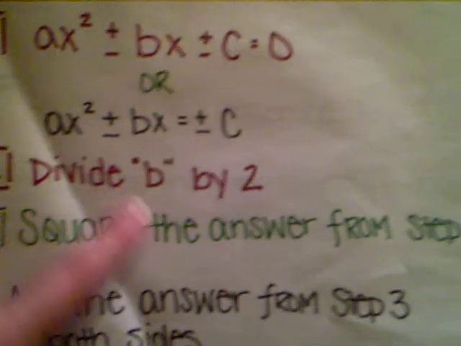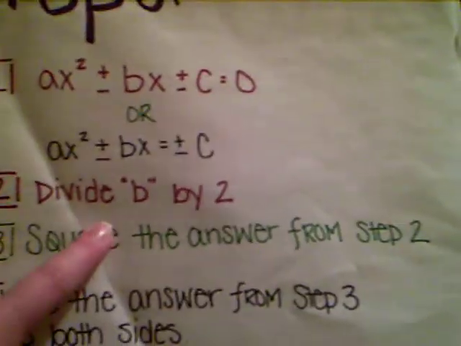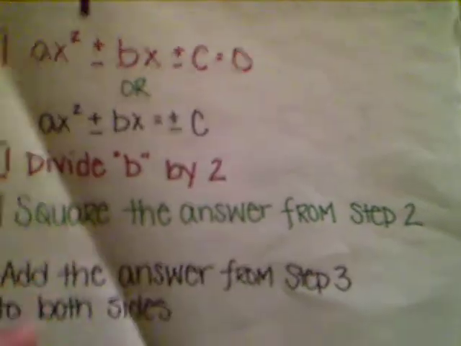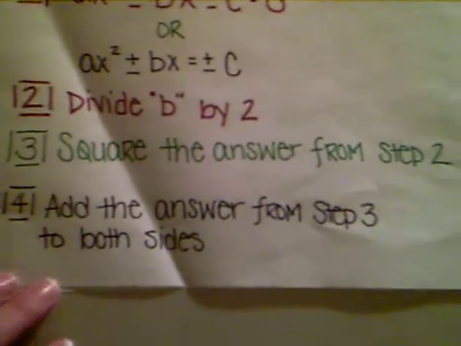Your second step is divide the b term by 2. Then you square the answer from step 2, which is b divided by 2, and then b divided by 2 squared is added to both sides.